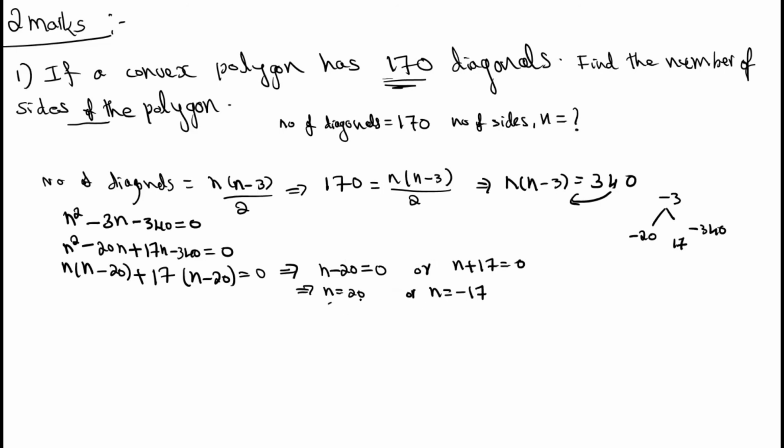We're talking about number of diagonals. Number is always positive, right? So minus 17 is not possible. Therefore, number of sides is always a positive quantity, right? n equal to 20 and n equal to minus 17, two values are there, but negative value is not possible. Number of sides, counting number, is always a natural number, right? So number of sides is equal to 20. This is how to solve if diagonals are given and the question is to find the sides.